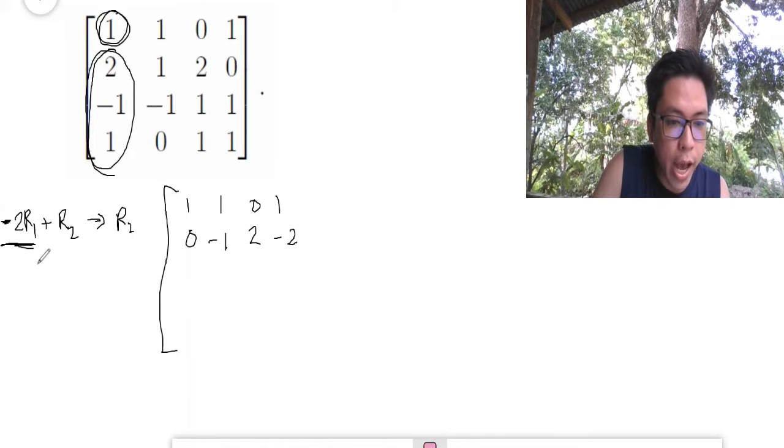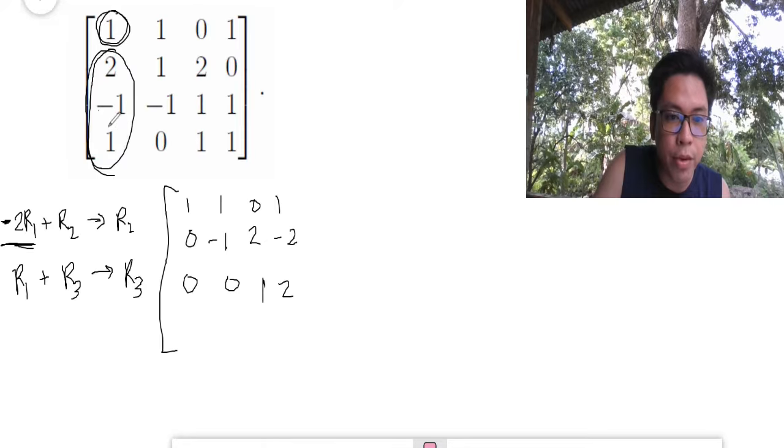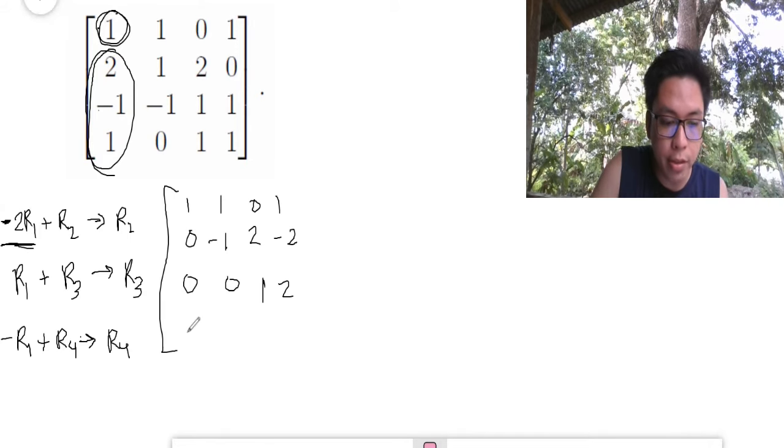Also, I'm going to add here is the R3. To make it 0, I'm going to add this to R1. So I'm going to have R1 plus R3. That will be my new R3. So I'd get 0, 0, 1, 2. Also, this is R4. To make this 0, I'm going to subtract R1 from it. So I have negative R1 plus R4, and that will be my new R4. So this becomes 0, negative 1, 1, 0.